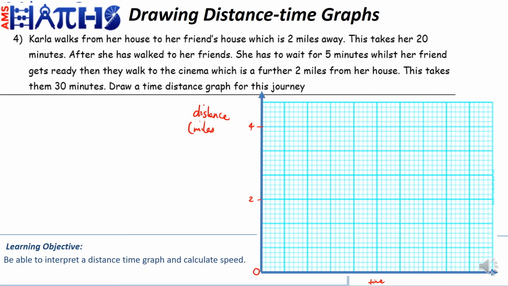Then let's look at the time. It takes her 20 minutes to travel to her friend's house. She waits 5 minutes for her, that's 25 minutes. And then walking to the cinema is going to be 30 more minutes, so a total of 55 minutes. So let's see if I can choose an appropriate scale. 10, 20, 30, 40, 50. I need 55 minutes. Okay. So I'm going to choose 10, 20, 30, 40, 50.